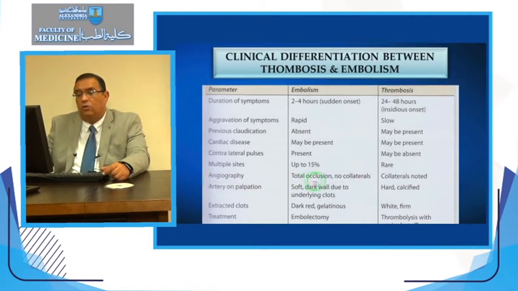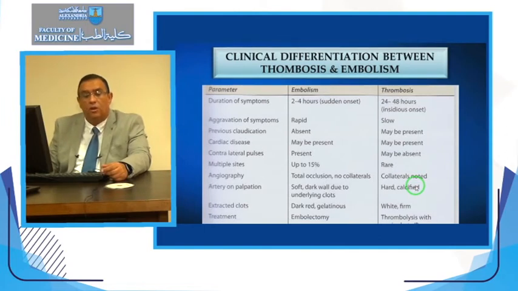Angiography shows total occlusion with no collateral, while in thrombosis collaterals are present. Also, during the treatment, the thrombus is fresh in embolism, soft and fleshy, while in thrombosis the thrombus is sometimes whitish or milky or hard. Treatment is usually by embolectomy, while in thrombosis the treatment is by thrombolysis, angioplasty or bypass to repair the chronic state of the artery.